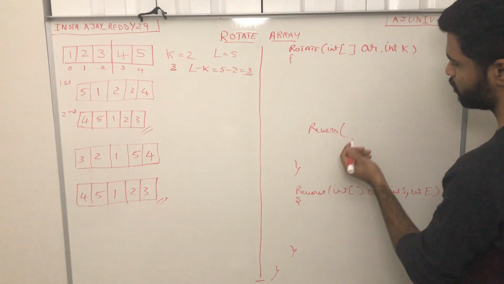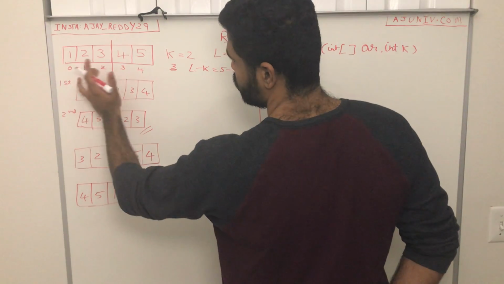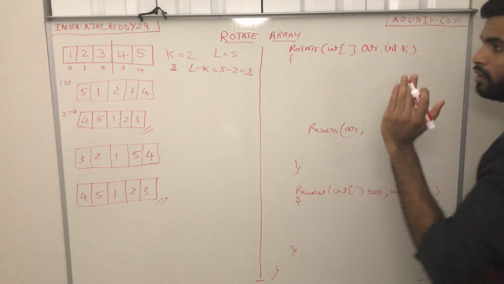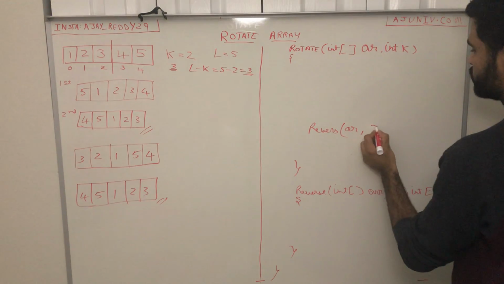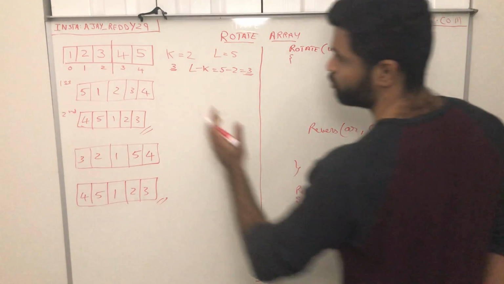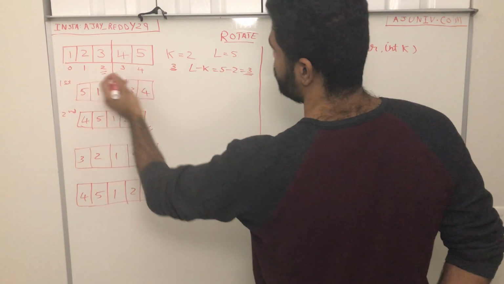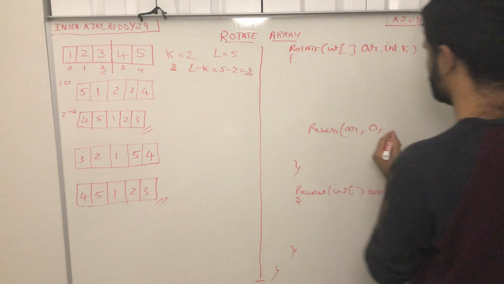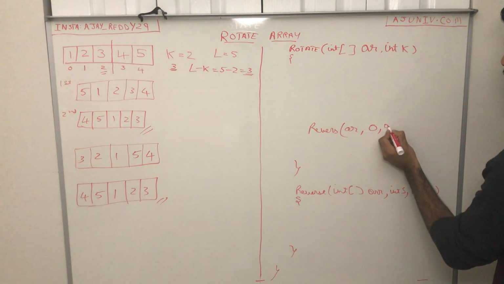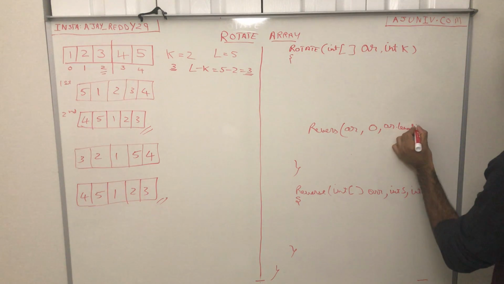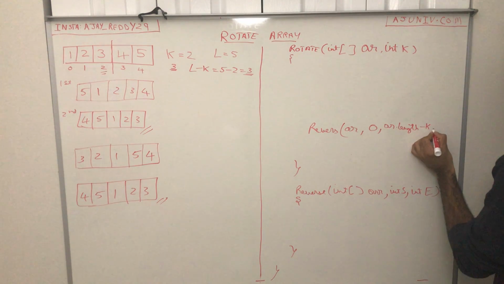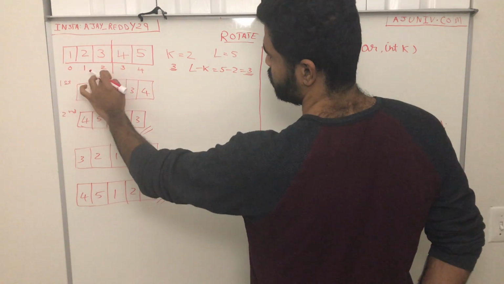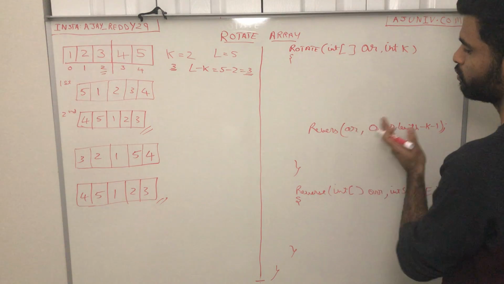First I will call the reverse function to reverse from 0 to 2. I will pass the array arr, the start index would be 0 and the end index would be 2. How to get the end index? It is nothing but L minus K minus 1, where L is the array length, minus K minus 1. That will give me index 2. So this is one reverse operation.